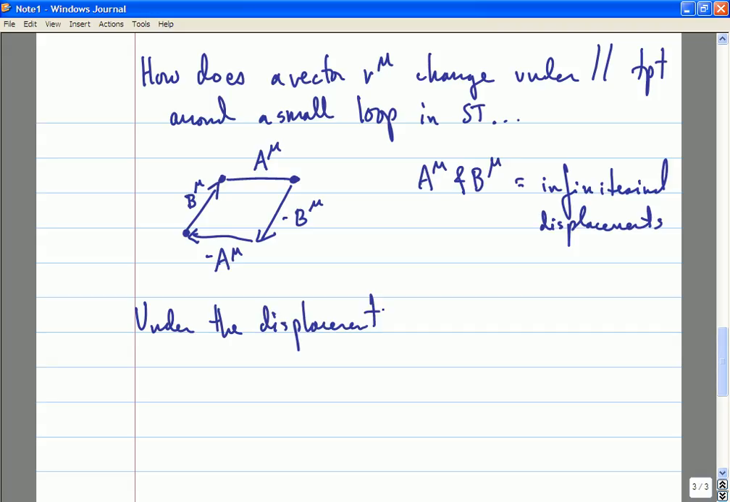Under this displacement, where we take the point x^mu to x^mu plus b^mu, how does the vector change? Well, v^mu will go to itself plus, if b^mu is a very, very small displacement, we can Taylor expand the vector at this new point in powers of b^mu. The first term in this expansion will just be the derivative of V with respect to lambda, where lambda is the parameter that labels points along this curve. Namely, b^alpha grad_alpha of V^mu plus higher terms. This is just a Taylor expansion in powers of lambda.